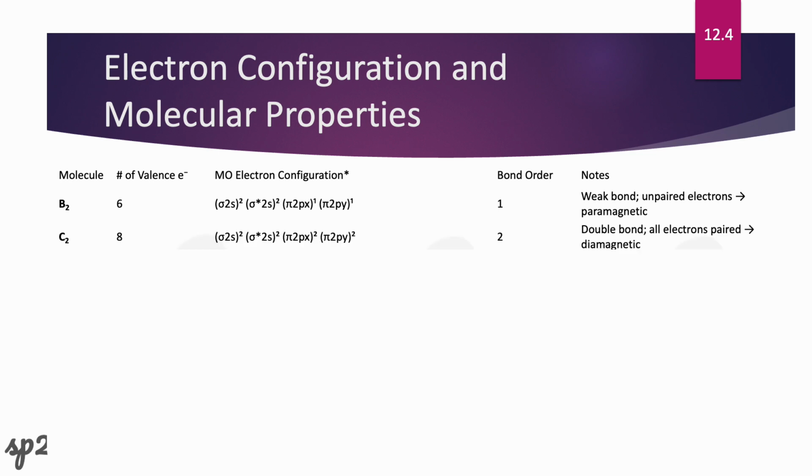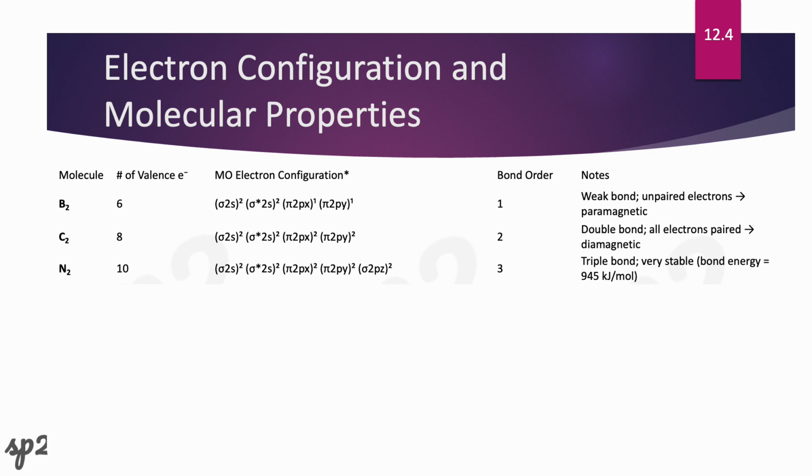If you look at C2, carbon, you're going to add more electrons here to continue filling your pi 2px and pi 2py, right? The bond order would be 2 here, and it's going to be a double bond. And because we don't have any unpaired electrons, it's going to be completely diamagnetic.